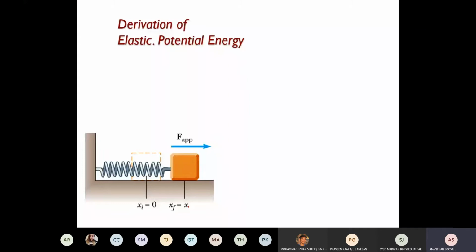So that is the gravitational potential energy formula, mgh. Now we're going to derive the elastic potential energy formula. Anyone, what is the elastic potential energy formula you learned last time? What is the elastic potential energy of a spring? Half kx squared. Very good. Half kx squared. So now you need to know how you got this formula.